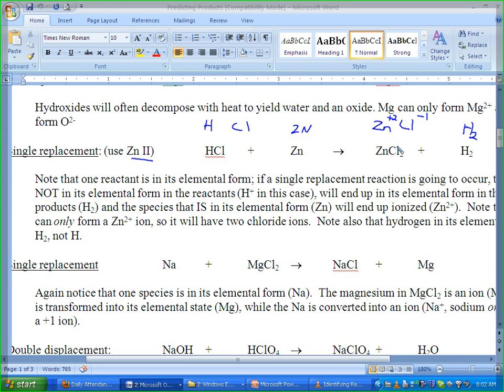All right. So now up here, we do the little cross and the little cross, and that's how we get ZnCl2. Or you can look at it like for every one Zn, we need 2 chlorines so that the charges balance out. And then we have H2. Any questions on that one? All right. Let's take a look at the other single replacement one then.